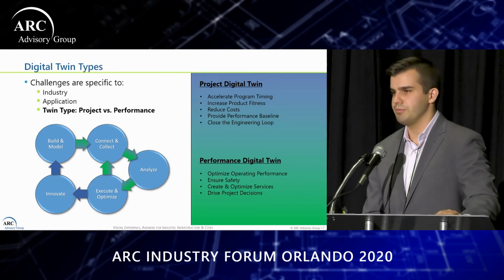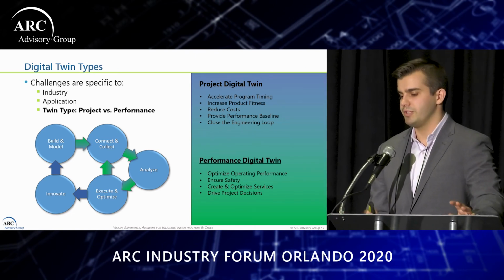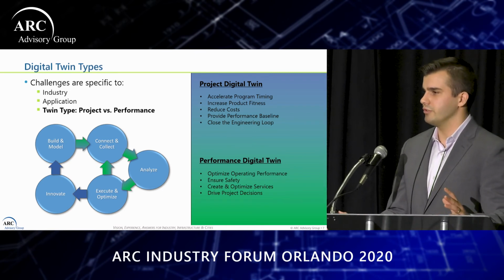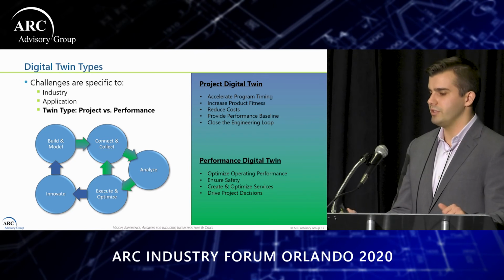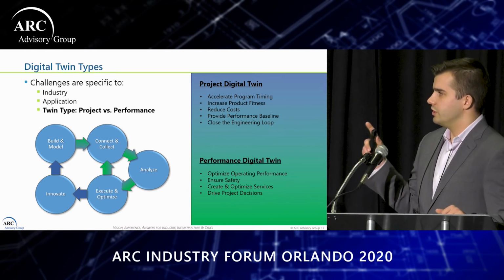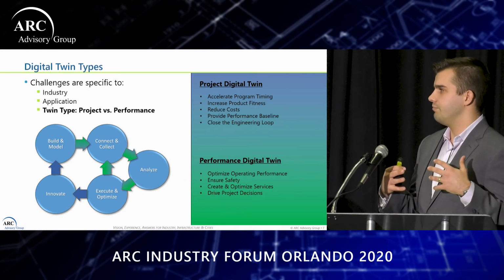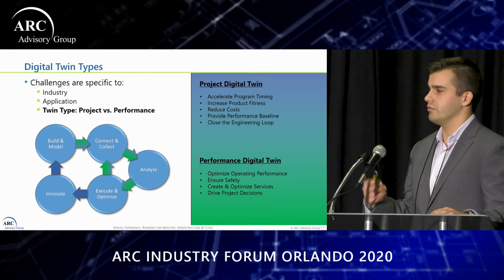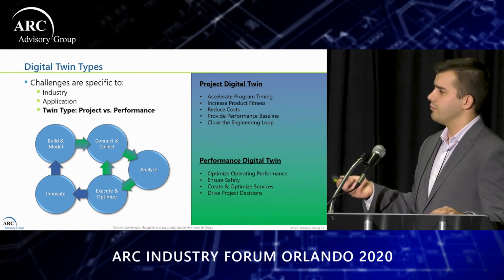So there are really two types of digital twins when you get down to it. At least this is how ARC sees it. So there are challenges specific to industry and application, but there are also very specific challenges depending on the type of digital twin. So we look at this from the perspective of project digital twin and performance digital twin. And so the cycle here, there's kind of merged cycle, and in a lot of cases, a project digital twin provides a lot of the digital assets that you'll then use for your performance digital twin. And so the project is really the outside of that cycle.